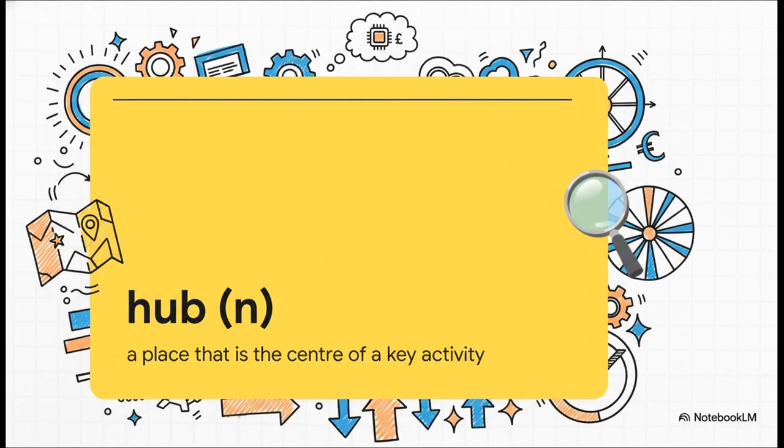You'll often find that big changes are concentrated in one central place. We call that place a hub. It's the center of a particular activity. You know, like Silicon Valley is a famous technology hub, or how London is a global financial hub. It's basically ground zero for where the action is.